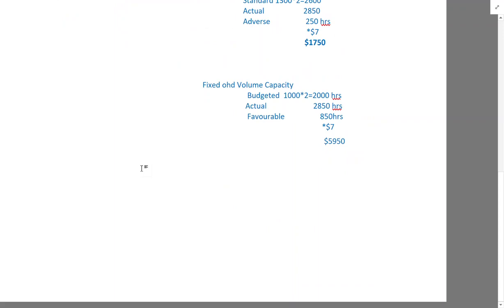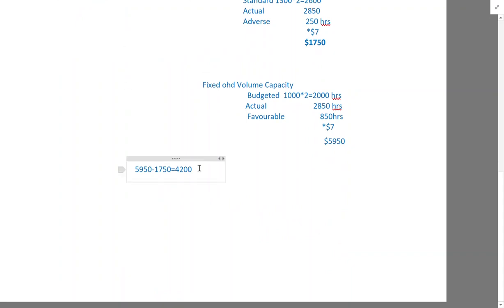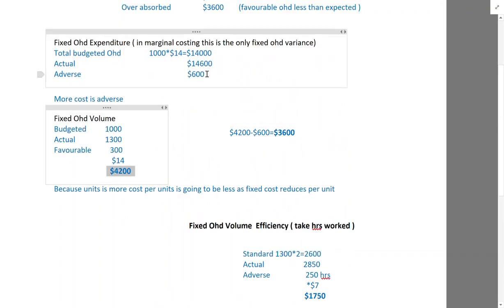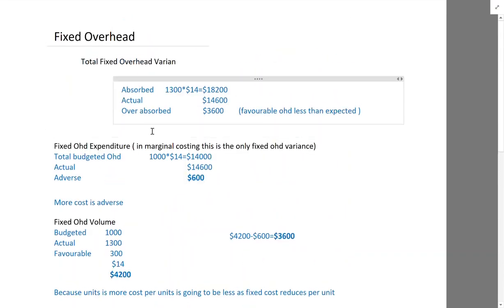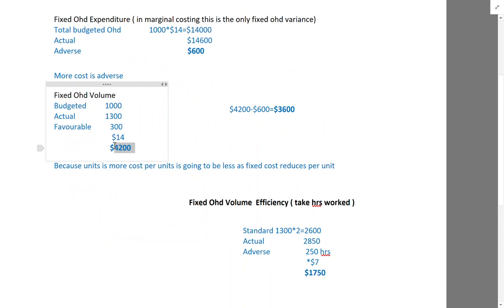Now let's see. 5950 favorable minus 1750 adverse gives us 4200 volume favorable. Yeah? So collective of these gives us volume, and then both these gives us total. Okay, which is 3600. We have 3600 more fixed overhead costs according to absorption costing. The reason is spending 600 more and saving 4200 on producing more. So we have overall 3600 saved.